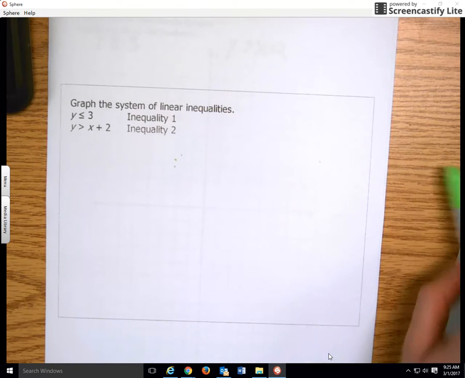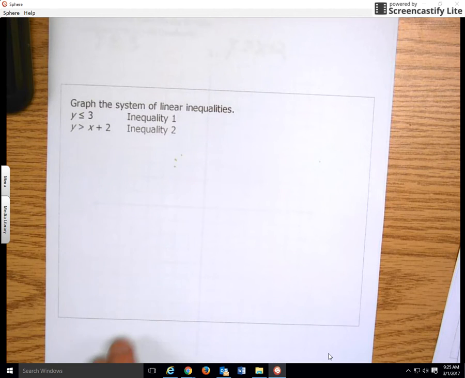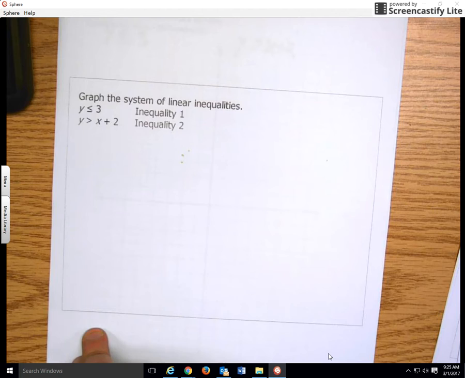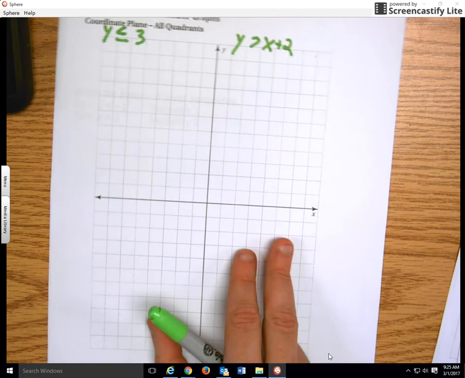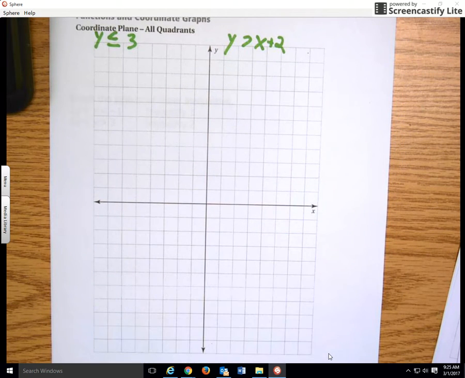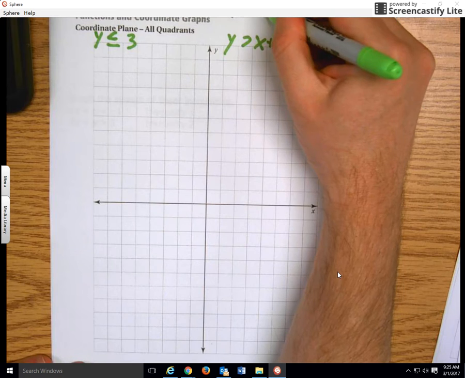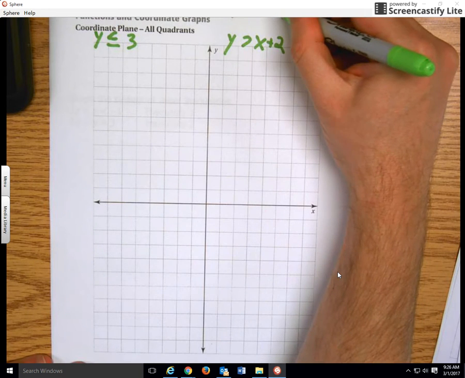Okay, so let's go ahead and graph the system of inequalities. Let's do an example and see what we get here. I went ahead and rewrote the question on a larger coordinate plane so that it's easier to see the graph. I do want you to take notes on this, so call this notes 5.7b.